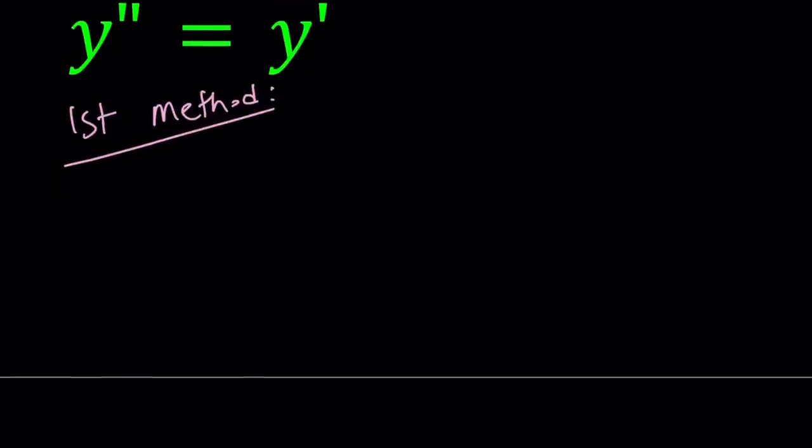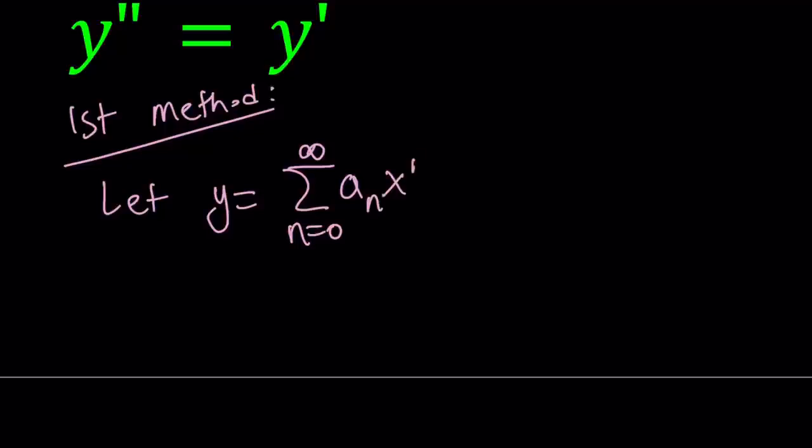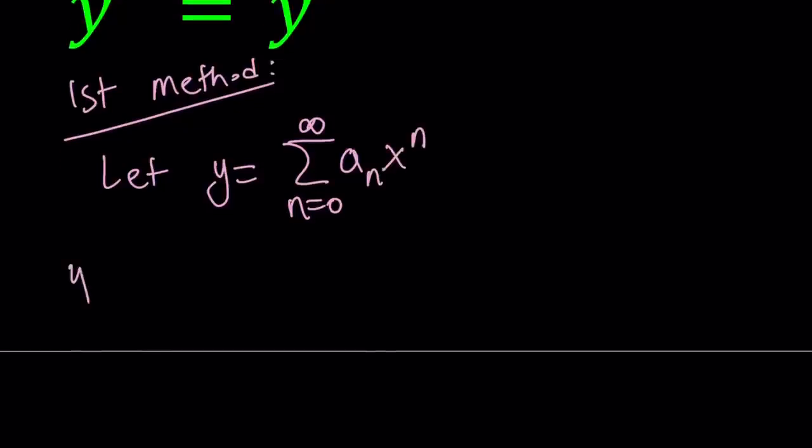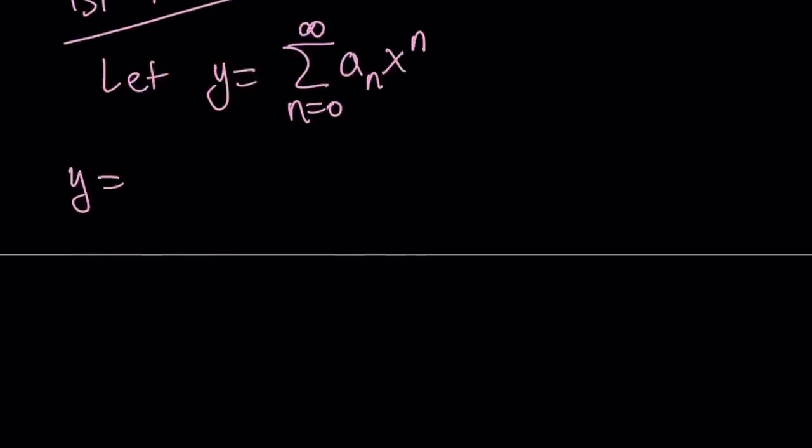Okay, so let's go ahead and define y as a power series, which is the sum from n equals 0 to infinity of a sub n, x to the power n. So this summation symbol is basically used for writing the following. If n is equal to 0, we get a sub 0, plus then if n equals 1, we get a sub 1 x, and then a sub 2 x squared, so on and so forth. And this goes on forever.